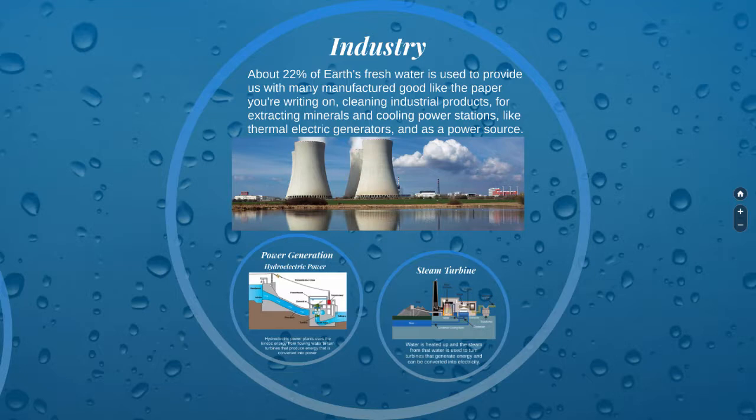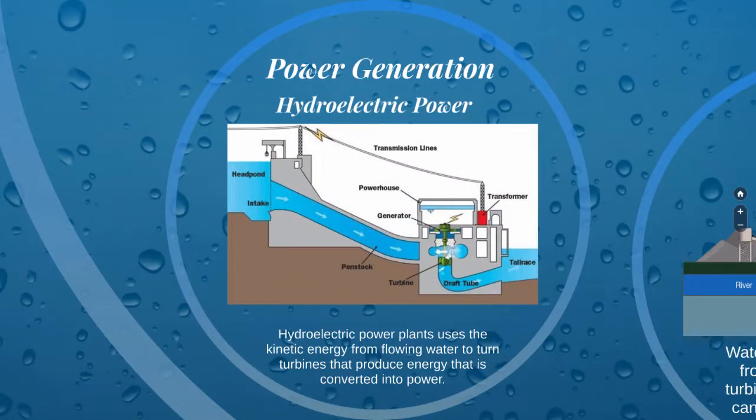So two ways that we can actually use industry to make electricity are these. One example of power generation is hydroelectric power. Remember, hydro is kind of related to water. So hydroelectric means electricity from water.